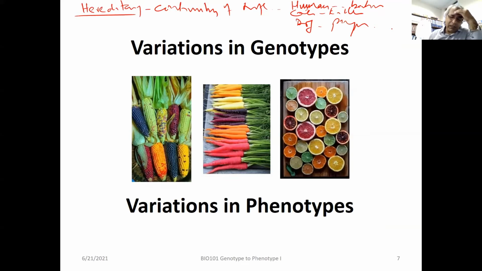For example, if you pay attention, even within your family, two siblings, they don't look 100% alike. Am I right? Yes, sir, you are right. So somebody has a flat nose, the other has a very sharp nose, eye colors may be different, height may be different. All this is called variation.